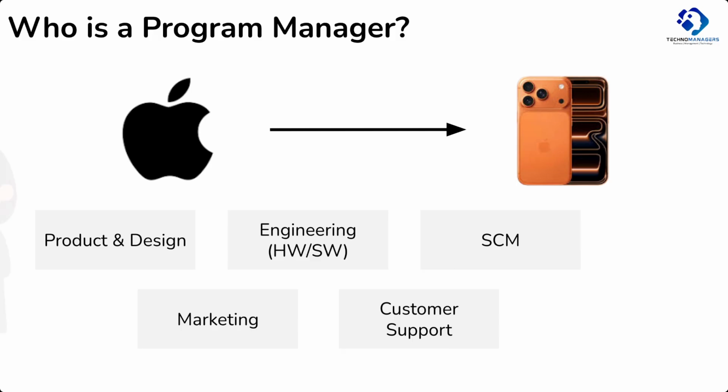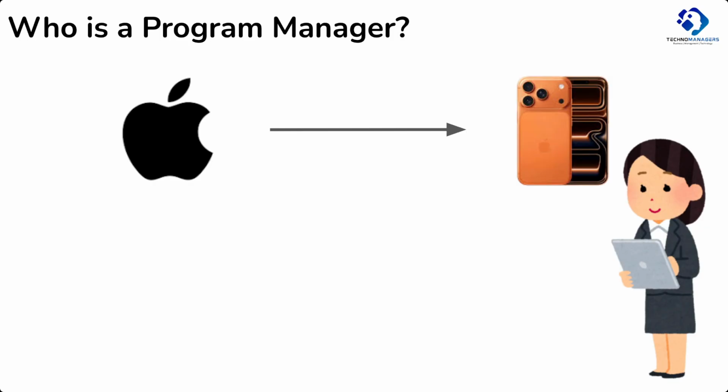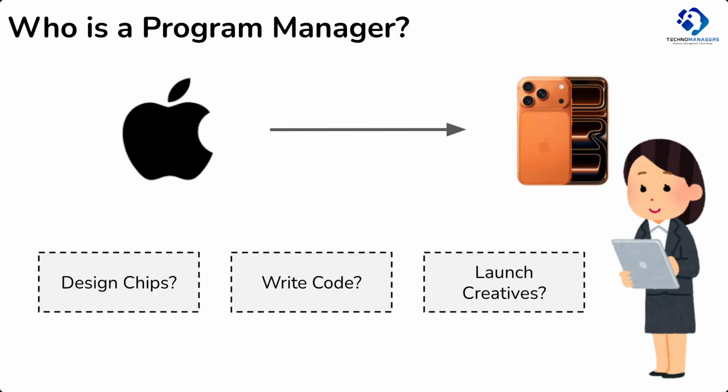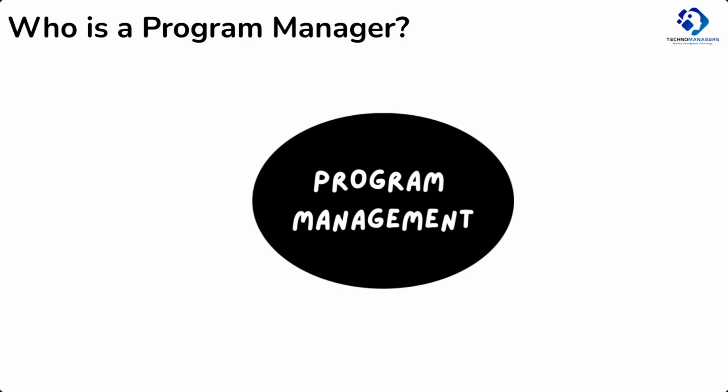These are like a broad set of teams. Now, where does the program manager actually fit in? See, program manager, they are not going to design chips or write codes or launch any creatives, but they're still going to be at the intersection of design, execution, communication. How is it that they are doing it? Because they are the ones who will be ensuring that every sub project is working smoothly so that the larger goal is being achieved. So, what is it that they are exactly doing?